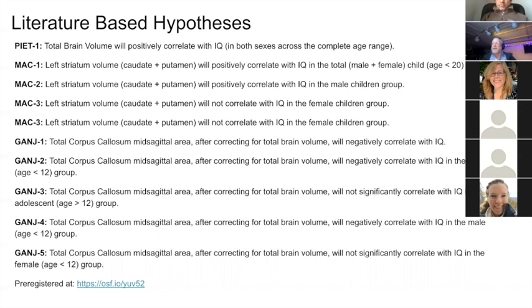So we're trying to do everything by the book, in the ReproNim-ish way, and that of course includes, from our hypotheses, doing a pre-registration, so that we have undertaken some of the exercise to pre-register these hypotheses.